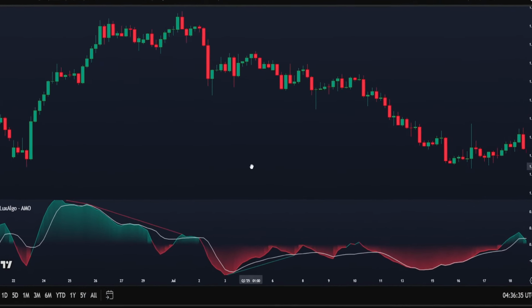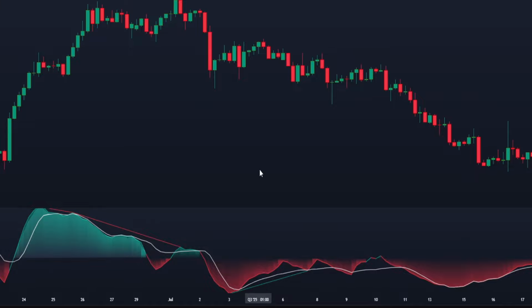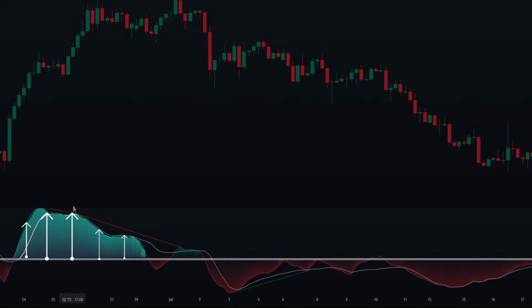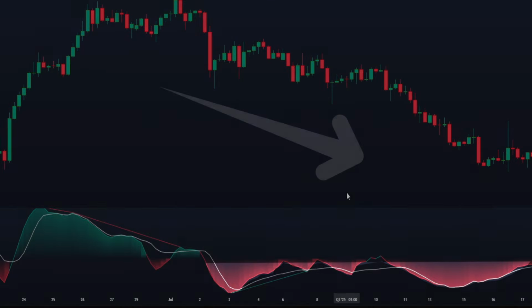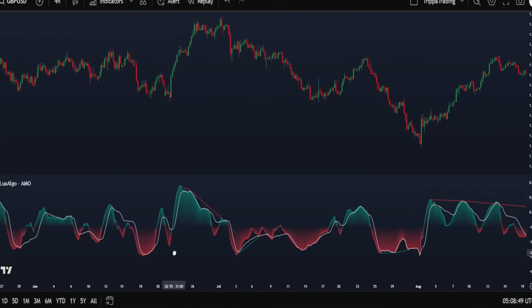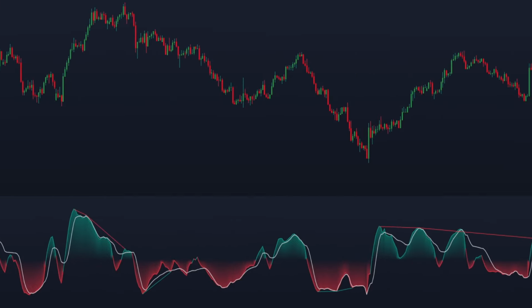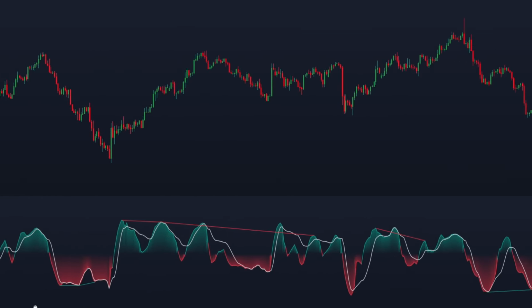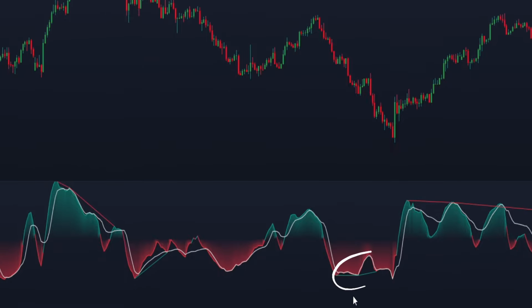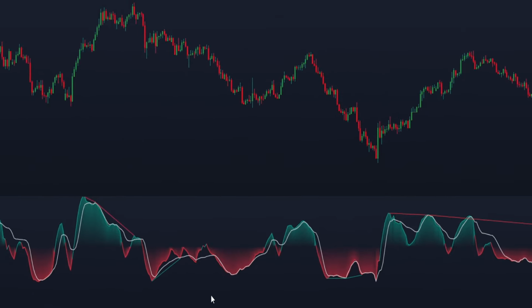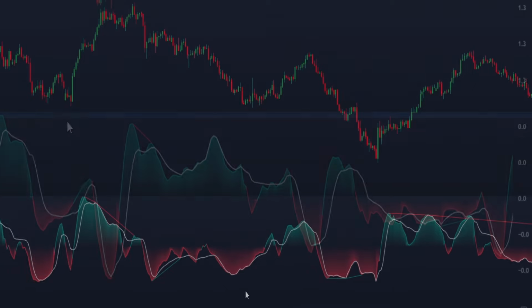Now let's break down what you're actually seeing on the chart. When the histogram bars are teal and above zero, that's bullish momentum. When they're red and below zero, that's bearish momentum. And you'll sometimes see thin divergence lines connecting peaks and troughs. Those are built-in divergence alerts. Red lines mean bearish divergence. Teal lines mean bullish divergence. When you see them, it's basically telling you price is moving one way, but momentum isn't following. That's your early heads up for possible reversals.